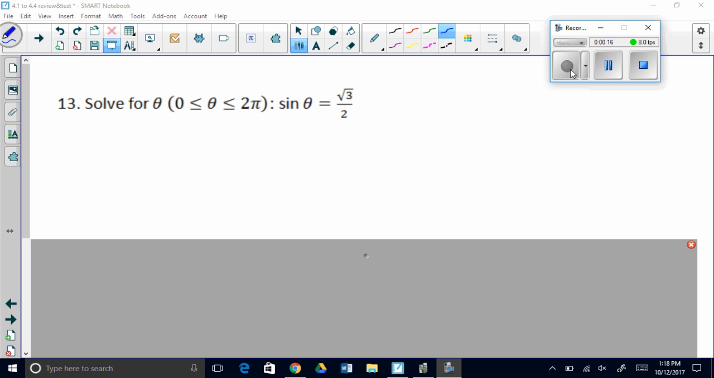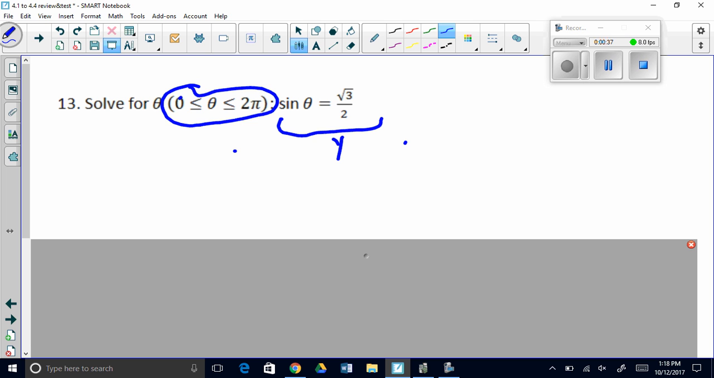So the first problem that you asked to see was 13. 13 tells us a couple of different things. It wants us to solve for theta, so that means solve for the angle that has a sine of square root of 3 over 2. So that has a y value of square root of 3 over 2. And it also tells us something very important right here. It tells us it has to be between 0 and 2 pi, which means that it has to be in radians. If it was between 0 and 360, you would give your answer in degrees, but because it says 0 and 2 pi, you give your answer in radians.